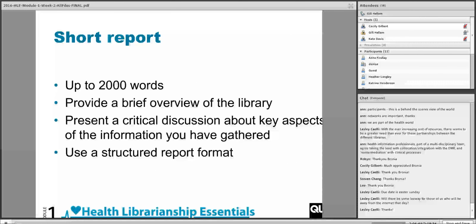We suggest around 2,000 words, but there's no word count per se. Obviously you don't want it terribly waffly and you don't want it too brief.